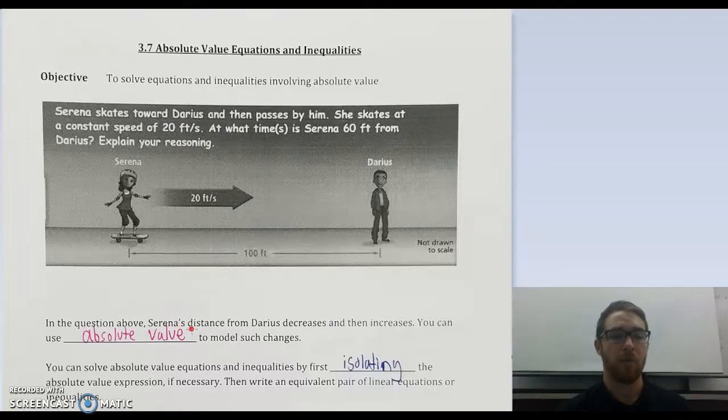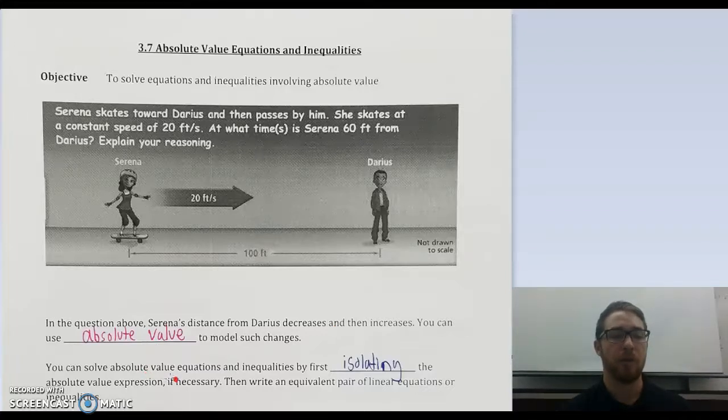But in this question, we can use absolute value to refer to the distance from Serena to Darius. If she's skating over and she skates eventually past him, her distance is going to decrease as she skates towards him, and then as she passes him, it's going to increase. So we're going to use absolute value to model things like that.